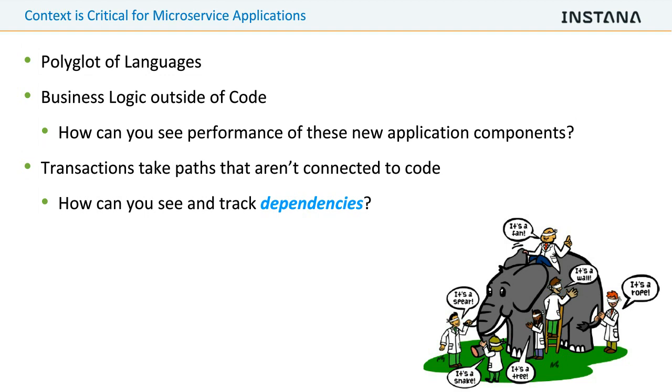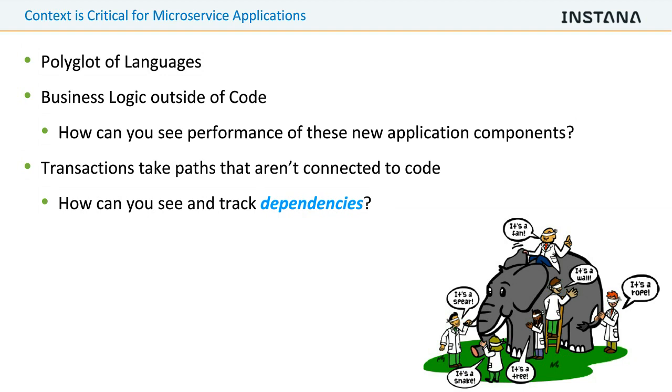Another interesting aspect of microservices, I talked about this explosion of middleware. And one of the things that does, it means that business logic is occurring outside of the actual code. You're literally doing transactions where there is no Java code or .NET code controlling or even understanding or even making the request to do this business logic. So how can you see the performance of these new components?